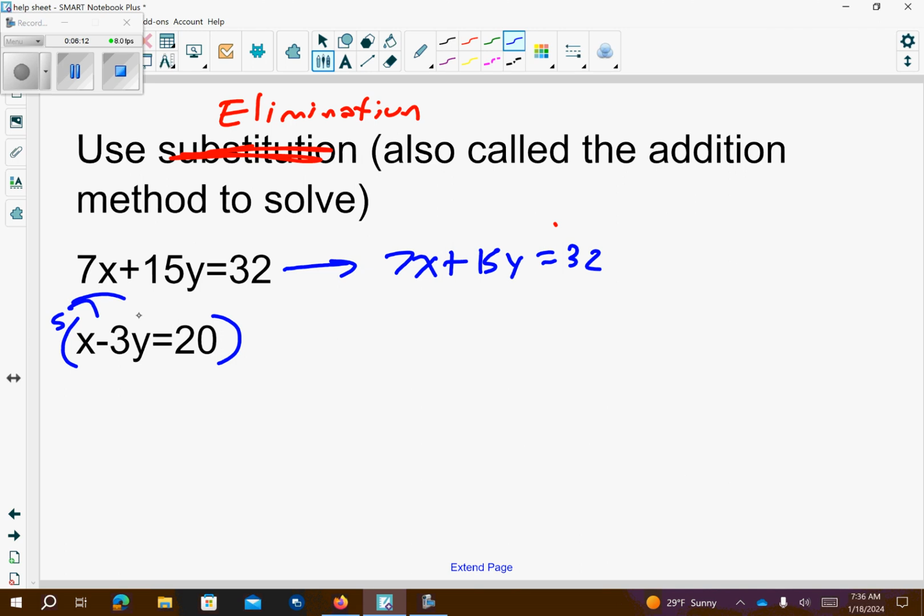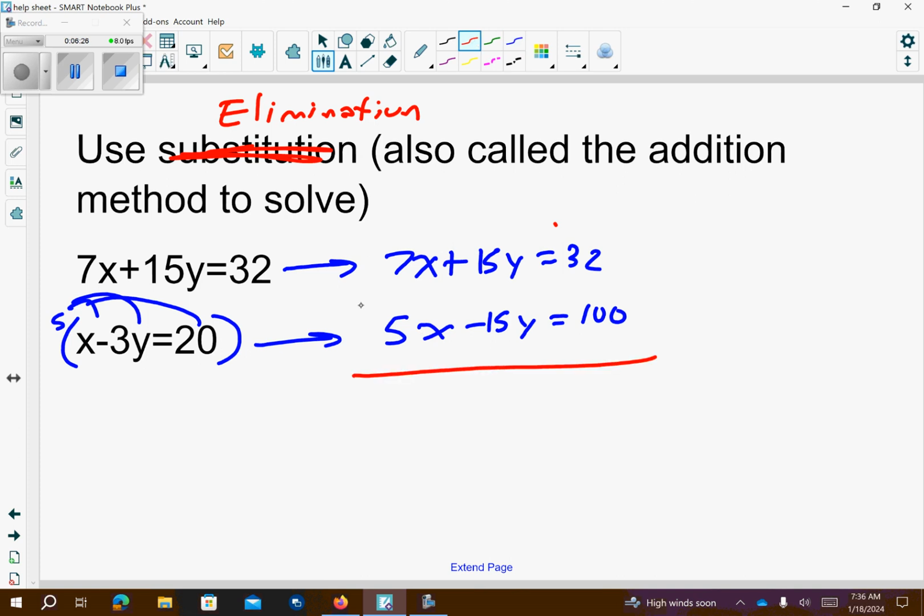And then the bottom equation, I'm going to distribute 5 to each of those. So I'm going to get 5 times x, which is 5x. 5 times negative 3y is negative 15y. And then 5 times 20 is 100. And when I add these together, 7x plus 5x would be 12x. These cancel each other out. And then 32 plus 100 is 132. Divide both sides by 12. So on a calculator, go 132 divided by 12, and you'll find out that your x value is 11.